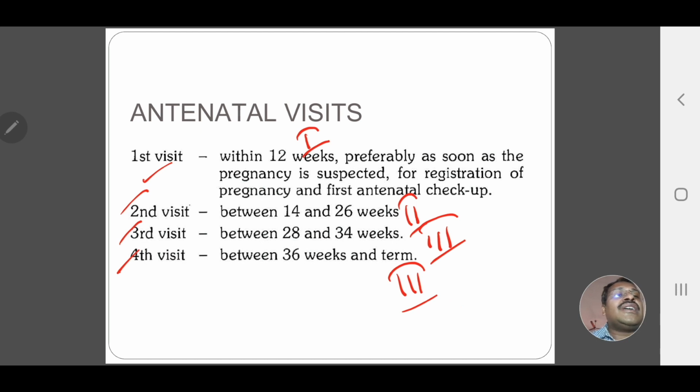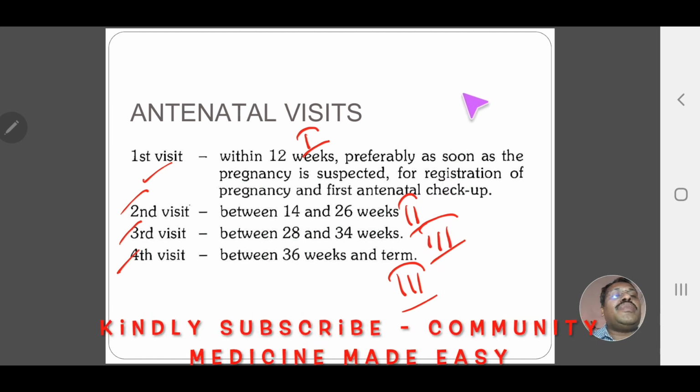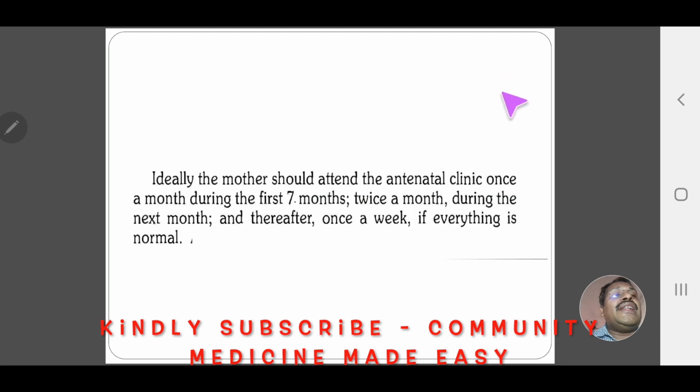So this is the minimum number of visits that should be undertaken when there is a pregnancy. But ideally, how many visits should a mother go for during the first 7 months? At least once they have to go. During the next month, they have to go at least twice. And thereafter, after the 8th month, the woman has to go once a week. So once a month, twice a month, and then once a week.